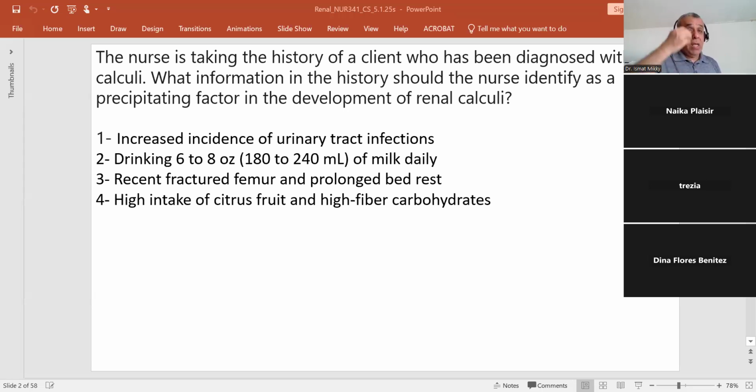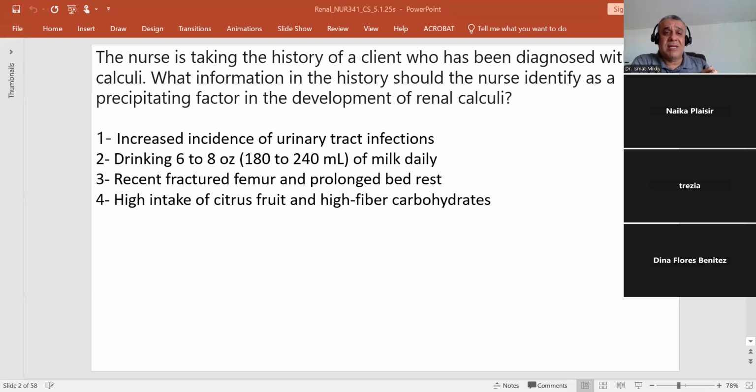All of these are significant, and we take them seriously, as they could indicate there is a renal dysfunction. So the first question here: a nurse is taking the history of a client who has been diagnosed with renal calculi. The first disorder we're going to cover is urolithiasis, like cholelithiasis, which is stones in the gallbladder. Here we're going to cover stones being formed within the kidneys or the urinary system. This is called urolithiasis.